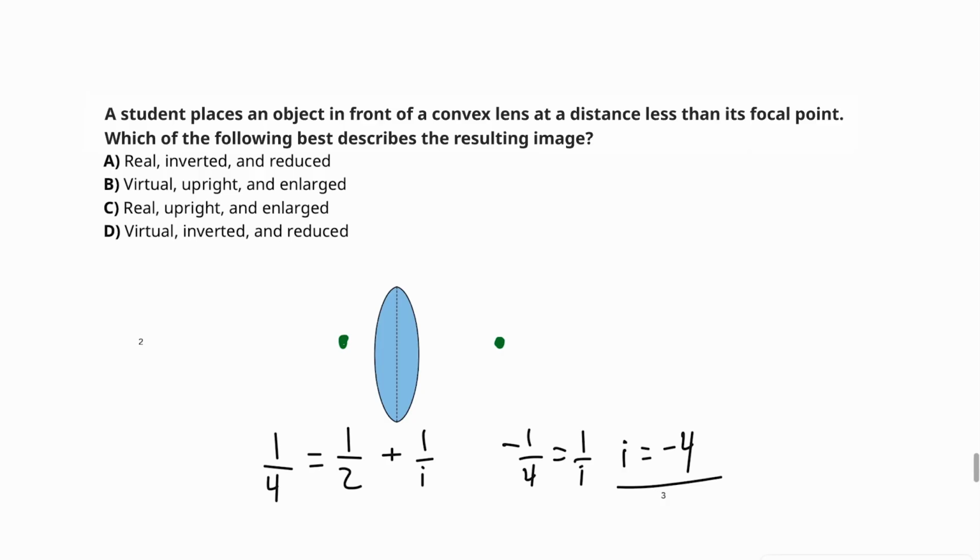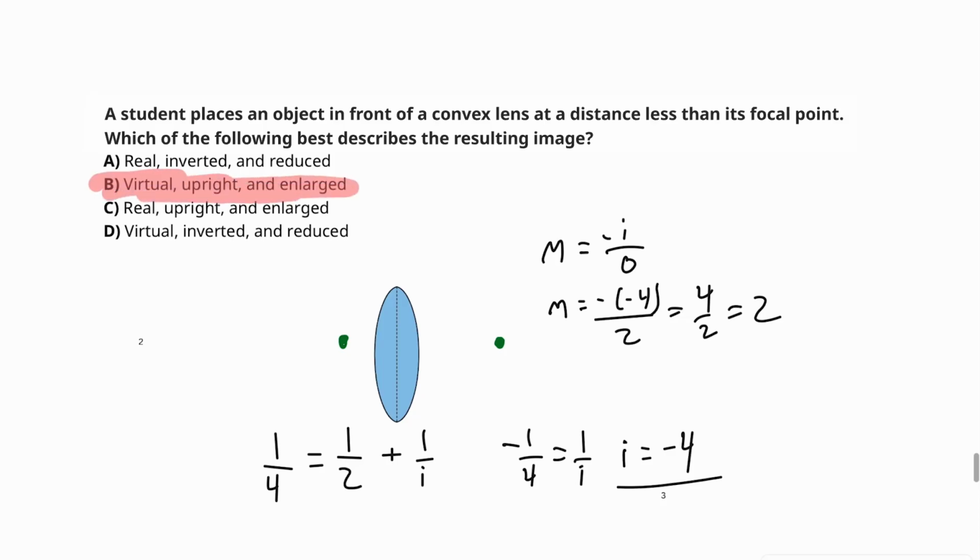To figure out whether it's upright or inverted, we plug that into the magnification equation, which gives us M is equal to -(-4) over 2. That's equal to 4 over 2, which is equal to 2. A positive magnification value tells us that the image is upright, and a value of 2 tells us that it's twice as big as the object. So our answer is virtual, upright, and enlarged.